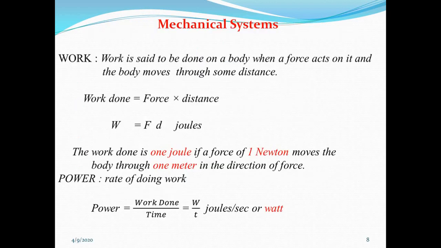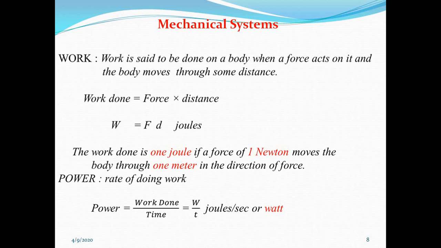Then mechanical work done. Work is said to be done on a body when a force acts on it and the body moves through some distance. So mechanical work done is equal to force into distance. It is also measured in joules. The work done is 1 joule if a force of 1 Newton moves the body through 1 meter in the direction of force.